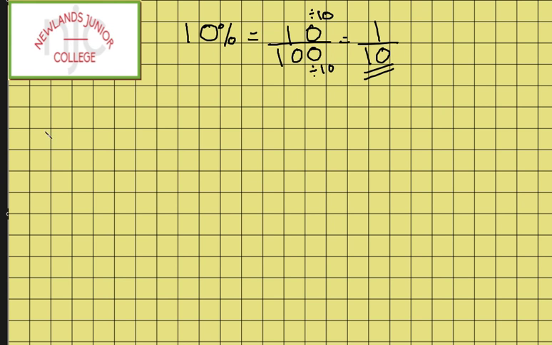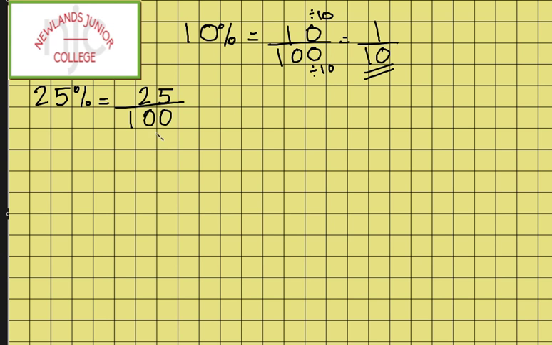Let's look at our next example. Let's say we have 25%, and we want to turn that into a fraction. Well, again, remember that percent means out of 100. So 25% is 25 out of 100.